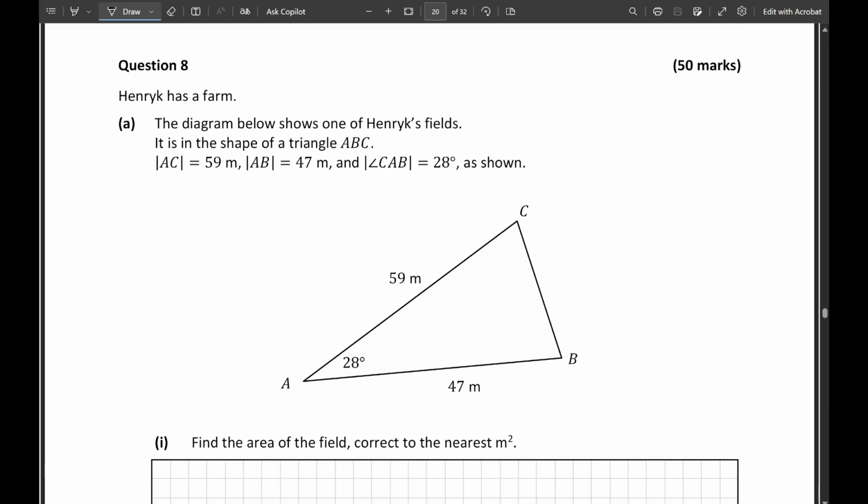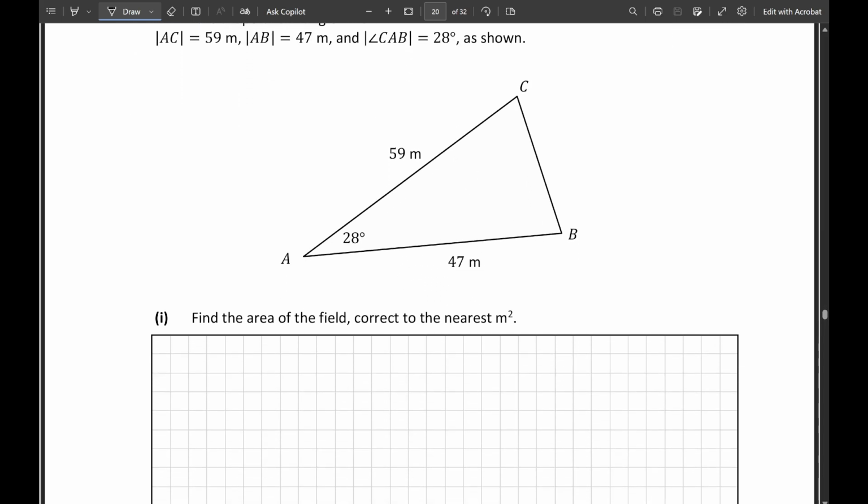So Henrik has a farm, good for him. The diagram shows one of Henrik's fields in the shape of a triangle ABC. Area of the field: area A is 1/2 AB sine of gamma. So it's 1/2 times 59 times 47 times sine of 28 degrees. To the nearest square meter, it's about 651 square meters.